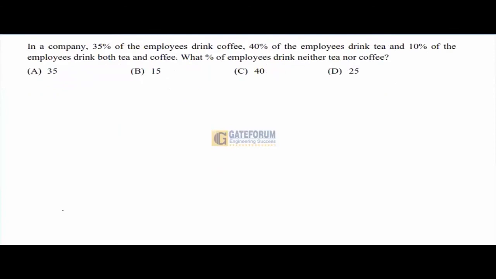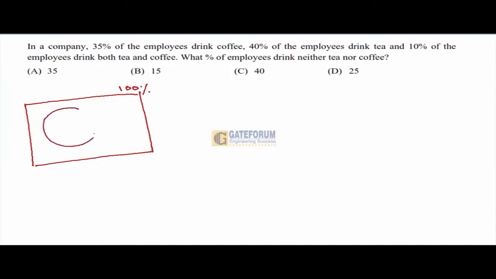In a company, 35% of the employees drink coffee, 40% of the employees drink tea, and 10% of the employees drink both tea and coffee. What percent of employees drink neither tea nor coffee? So this would be a Venn diagram. Since everything has been said in percentage, so the universal set value is 100%.